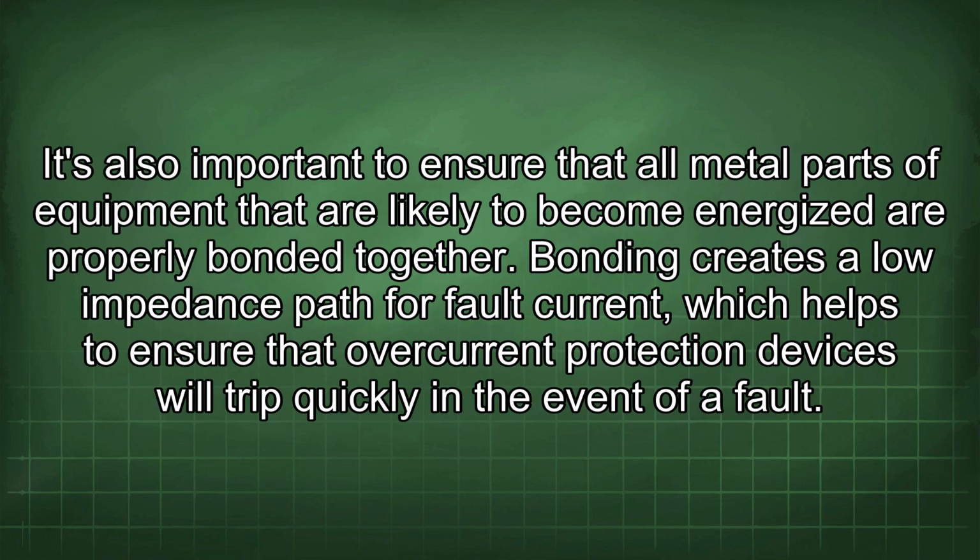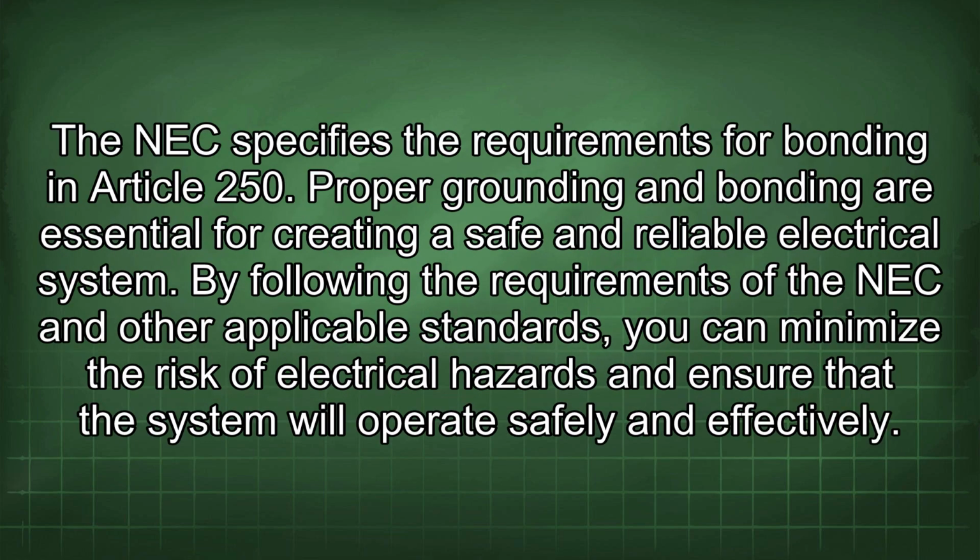It's also important to ensure that all metal parts of equipment that are likely to become energized are properly bonded together. Bonding creates a low impedance path for fault current, which helps to ensure that overcurrent protection devices will trip quickly in the event of a fault. The NEC specifies the requirements for bonding in Article 250.